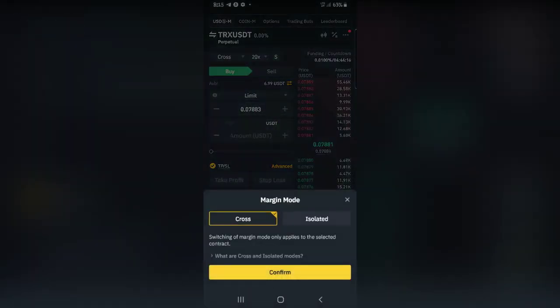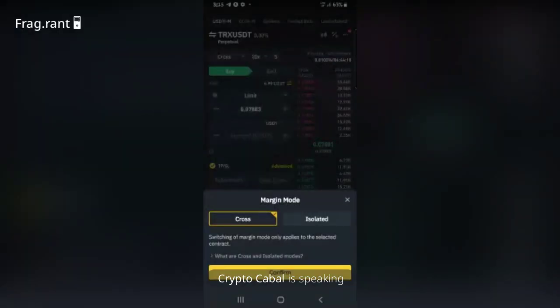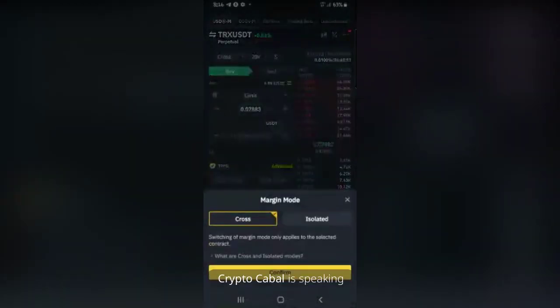On this cross, you can see that we have two options of the margin mode. We have the cross margin and we have the isolated margin. The cross margin and the isolated margin actually have two different functions. They have their own functions. For this cross margin, you can see that on your balance, you actually have 6.99 USDT.